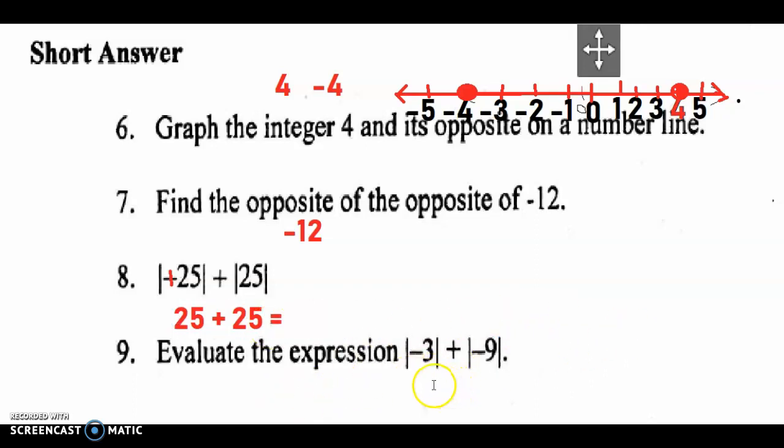You can do the same thing for number 9. Absolute values are going to turn this into a positive. And turn this into a positive. And then in between them, I have a plus sign. So you guys should be able to figure out what to do.